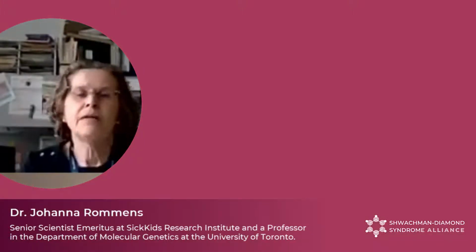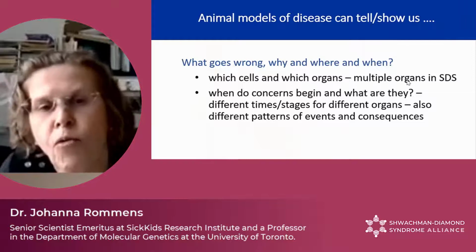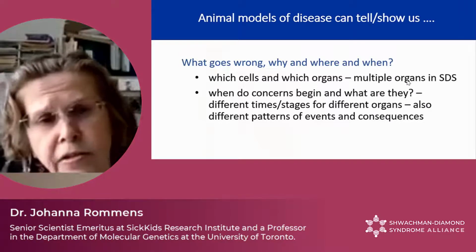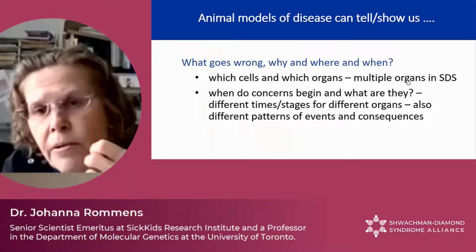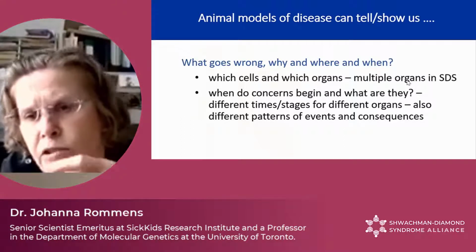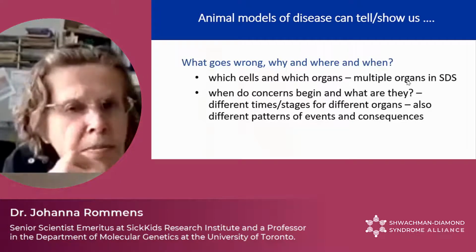What animal models can be used to tell us what's going wrong, why, where, and when does it go wrong? Because you have to think about all of those things in terms of thinking about therapies. So which cells, which organs, and we know in SDS already from the clinical picture that there's multiple organs affected in SDS. But we also need a little bit more detail than that.